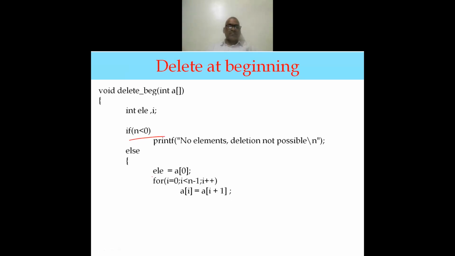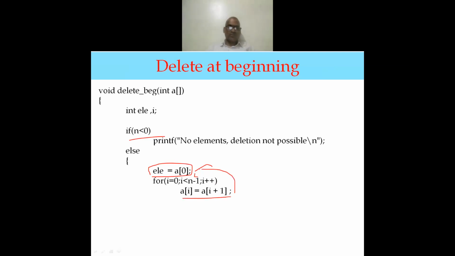Otherwise, the element which we want to delete is present at a of 0 location. Then the location 1 element has to be moved to 0, the location 2 element has to be moved to 1, like that. So for I equal to 0, I less than n minus 1, I plus plus, a of I is equal to a of I plus 1.